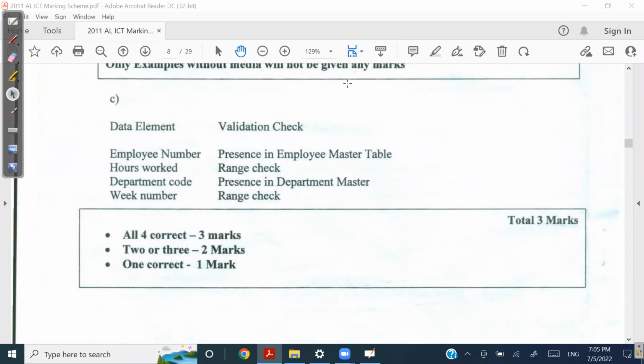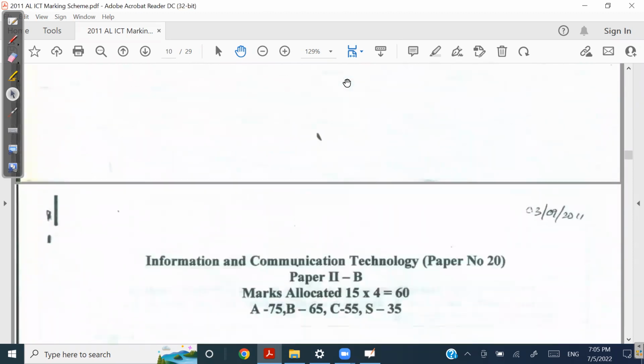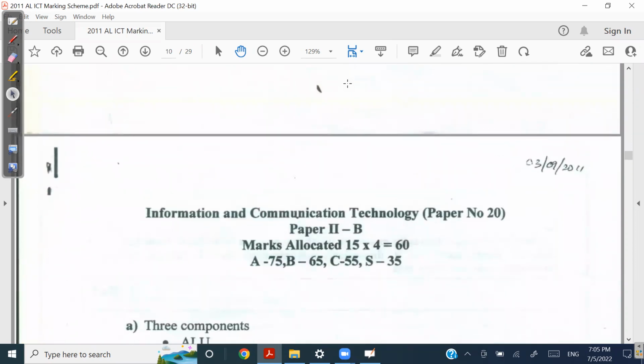All right, so see how much you got out of 40, people. It is the end of the structured paper. Then we are going to go to paper 2. So see how much you got out of 40.